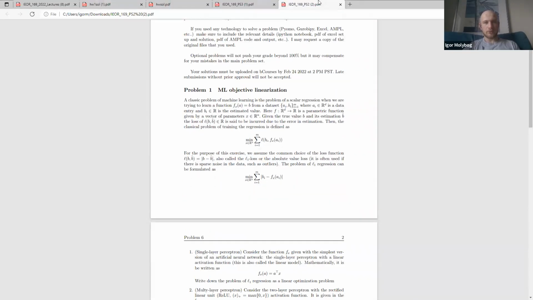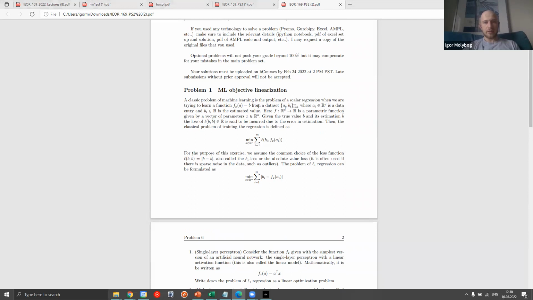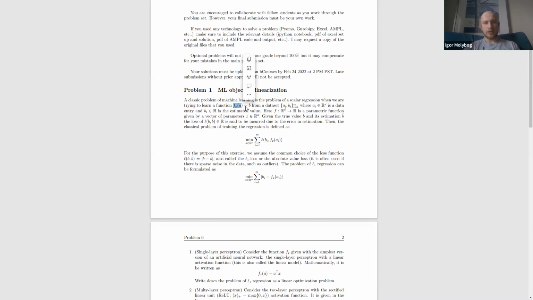All right. So there's a problem of ML objective linearization. A classic problem of machine learning is the problem of scalar regression, when we are trying to learn the function f(x), some function of f(a) being equal to b, from a data set of pairs (a_i, b_i). This is a typical regression or supervised learning, call it whatever you want. The a_i are normally some vectors in R^d, the data entry, and b_i are the estimated value. Let's say that they are scalar for simplicity.